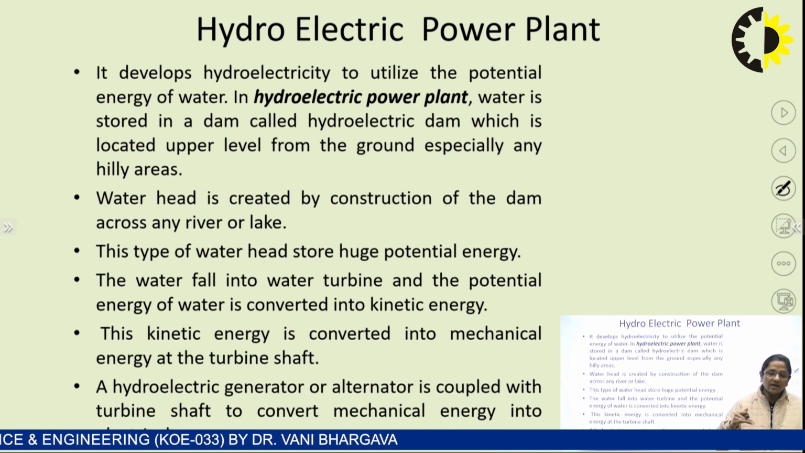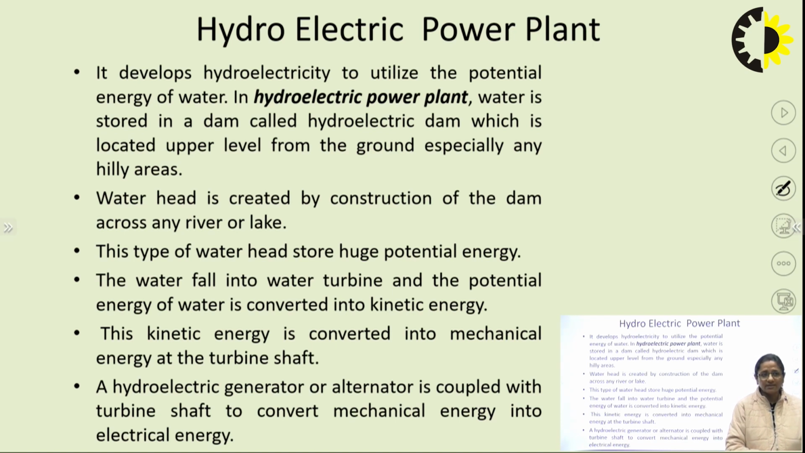The larger the height of the dam, higher is the amount of potential energy contained in the water which is stored in that dam. The water falls into the water turbine through certain arrangement. The potential energy of water is converted into kinetic energy. This kinetic energy is converted into mechanical energy at the turbine shaft. A hydroelectric generator or alternator is coupled with the turbine shaft to convert this mechanical energy into electrical energy.